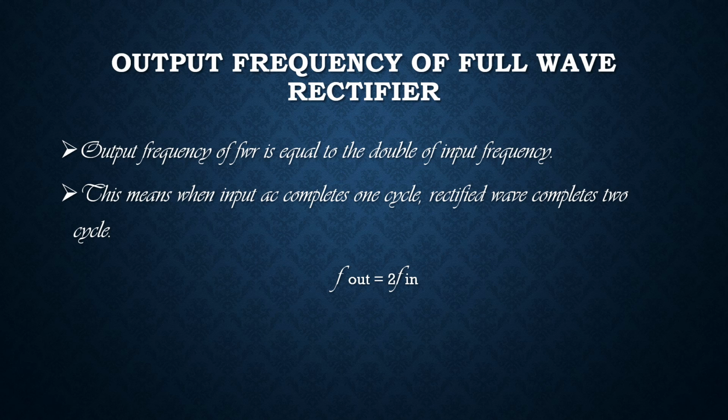Output frequency of full wave rectifier. Output frequency of full wave rectifier is equal to double the input frequency. This means when input AC completes one cycle, rectified wave completes two cycles. F out equals 2F in.